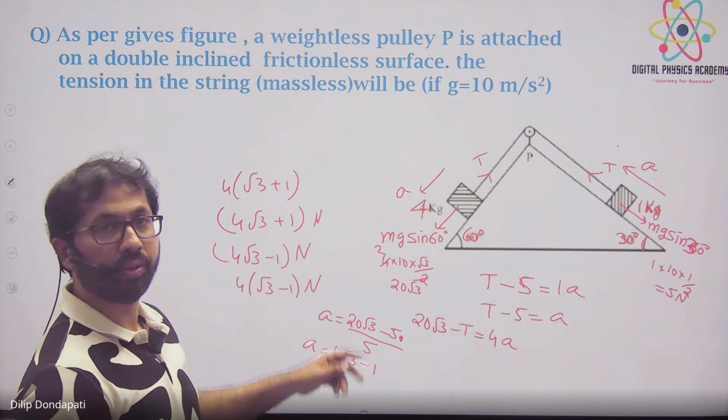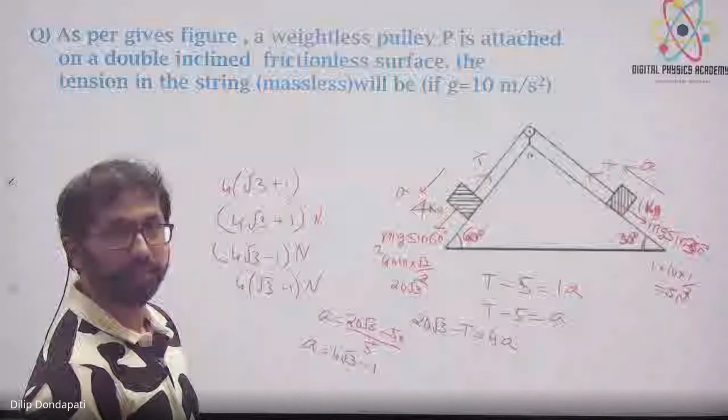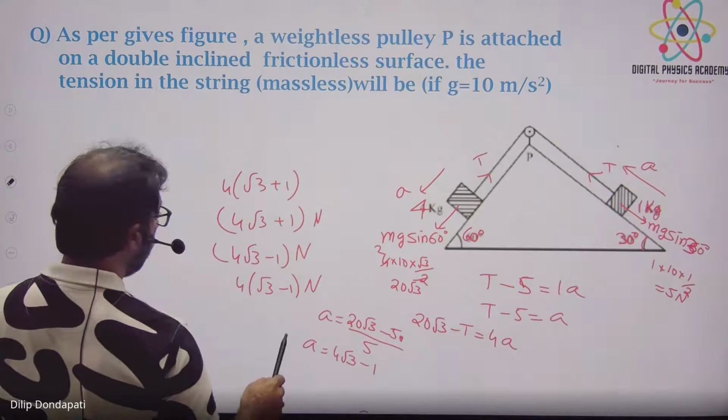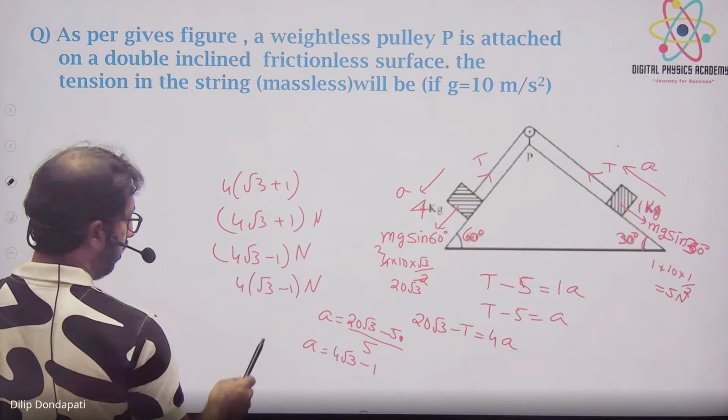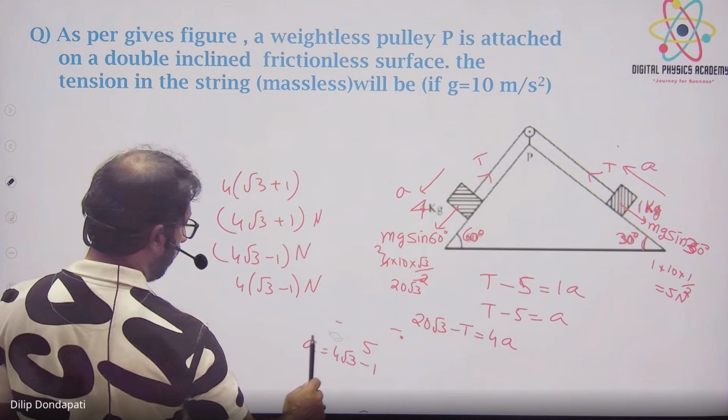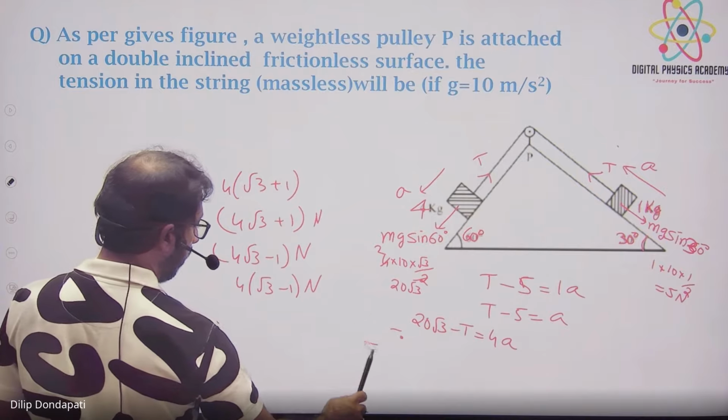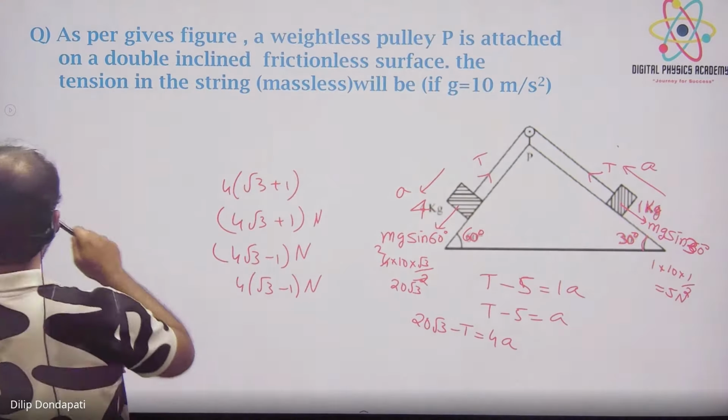Which option you got, Pranav? Manav? Sir, I got 4 root 3 minus 1. Which option? This one? C. C, yeah. No, D. D. आपको मानव? I didn't get, sir. I got 20 root 3 is equals to 9a, but after that I don't know what to do.